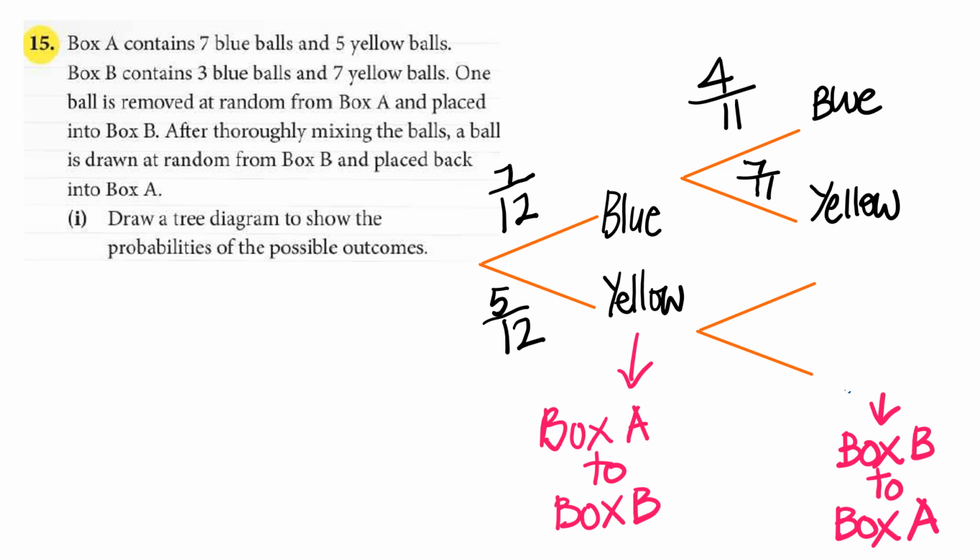Similarly, supposing you take the yellow ball from box A and put it into box B, yellow originally had 7. If you put 1 inside, you become 8. The blue remains as 3, because the yellow one is the one being added, not blue. All right, so this is the tree diagram for part 1.